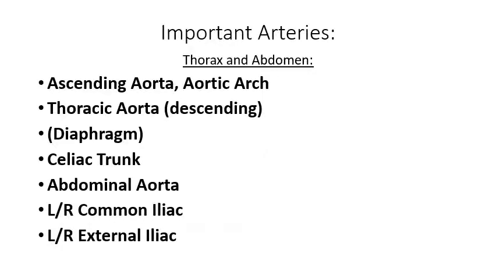Okay, what about the thorax and the abdomen? The ascending aorta is the aorta on the way up. Then we have the arch. Then we have the thoracic aorta on the way down. Then we penetrate the diaphragm, and immediately the thoracic aorta is renamed the celiac trunk. And then as it gets a little bit farther down, it's renamed the abdominal aorta, and then it bifurcates into the left and right common iliac arteries.